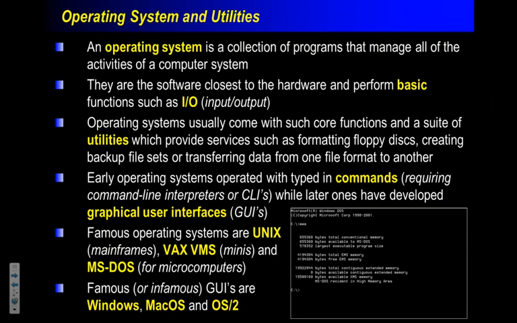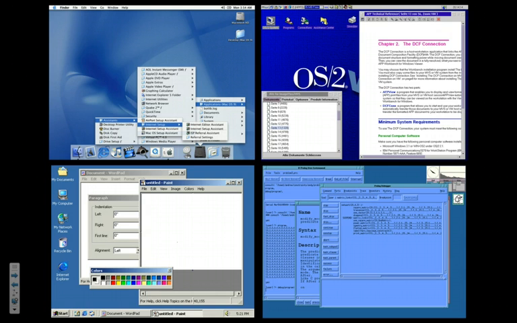OS2, which was put out by Intel, was thought to be a competitor for Windows 95 when Windows 95 came out. I actually remember going to a computer expo in 1994, and Intel had set up this huge booth to talk about OS2 and how it was going to wipe out Microsoft completely, etc.